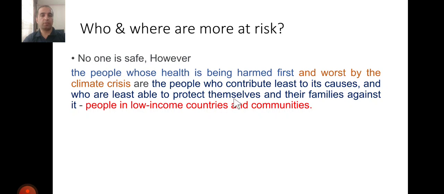This is amazing, and we have to pay attention to this point. So I have to say it again: the people who are living in the low-income countries are more at risk of the health impact of climate change. However, they don't have any impact on climate change. They are not the reason for climate change.